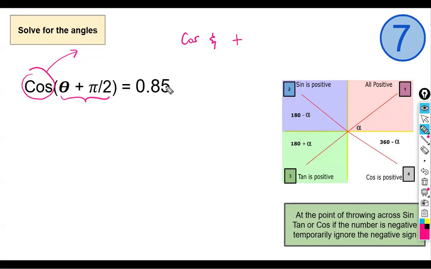So just to summarize what I'm trying to say: as soon as you throw across the sine, tan, or cosine, get your two answers. Forget about everything else in the question. Just pause the question and get your two answers. Good luck.